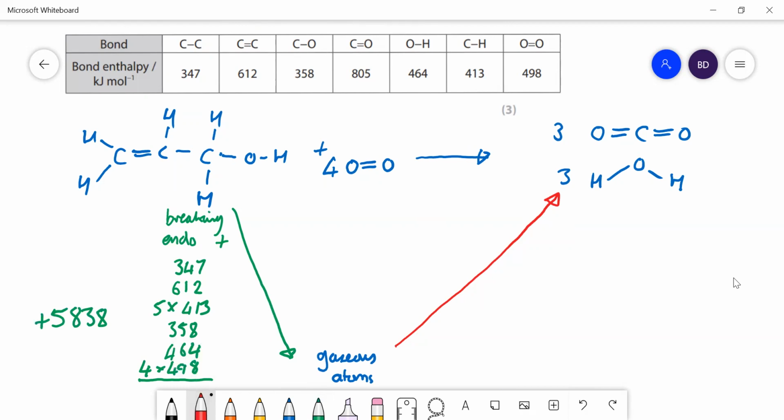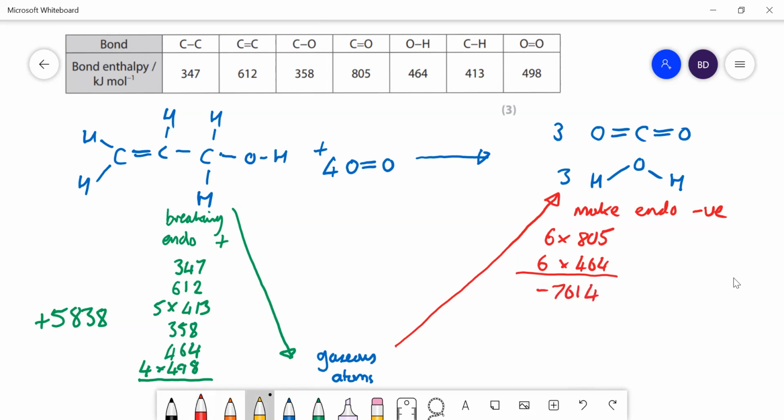Now we make these new bonds, so this is going to be exothermic. There are going to be all negative values. So we're going to have 6 carbon oxygen double bonds in the carbon dioxide, and we're going to have 6 of the oxygen hydrogens, which are 464. That lot comes to minus 7614.